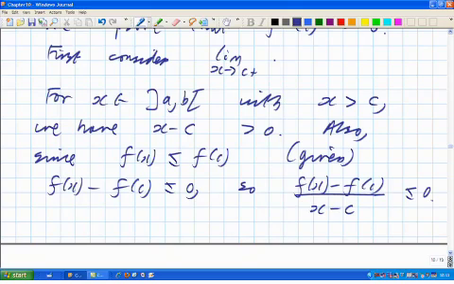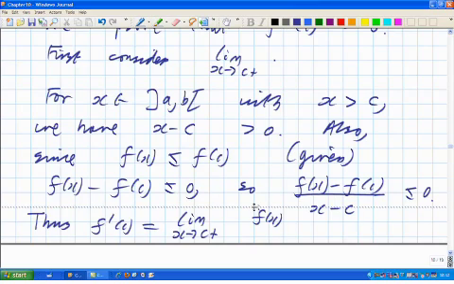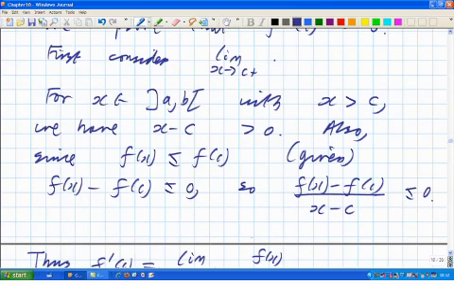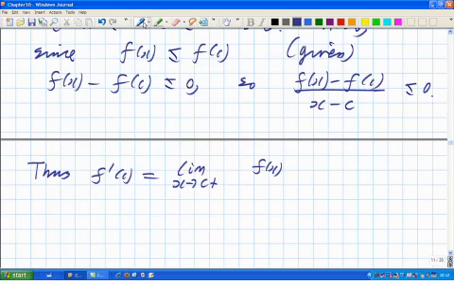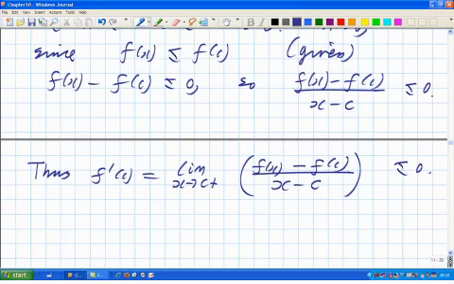Now that's true for x greater than c, so when you take the limit as x tends to c plus, which is of course f prime of c, the limit as x tends to c plus of f of x minus f of c over x minus c is then less than or equal to 0. So that shows the derivative is less than or equal to 0, and I do exactly the same to show it's greater than or equal to 0, but I'll just do it in full.